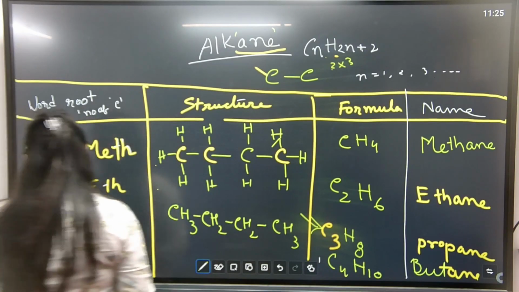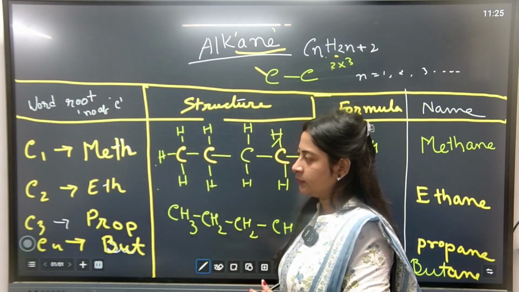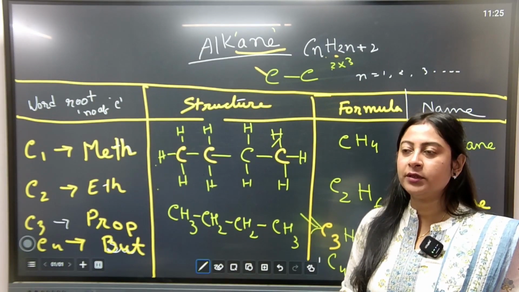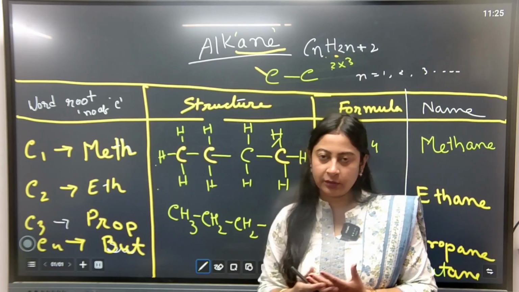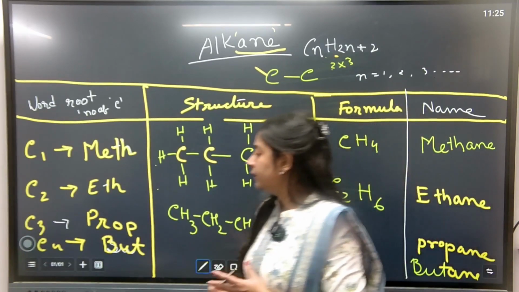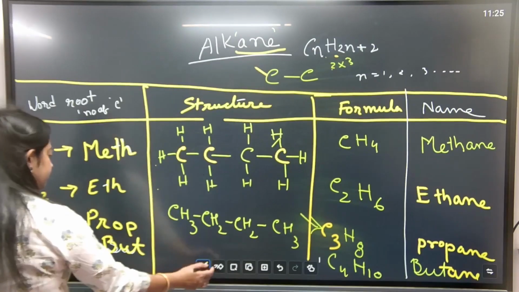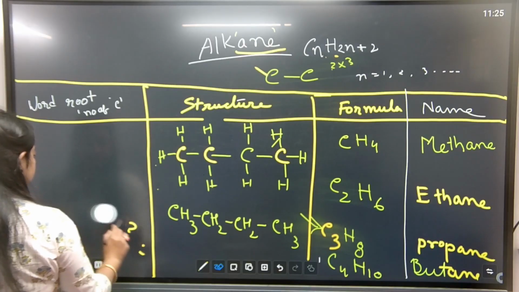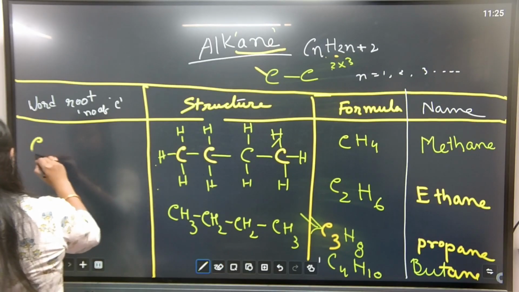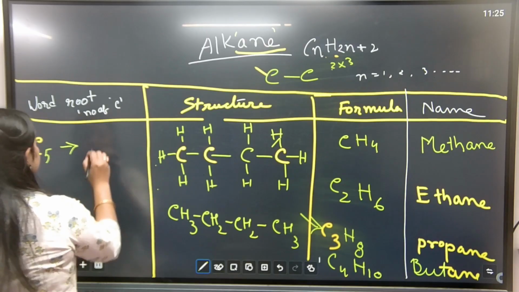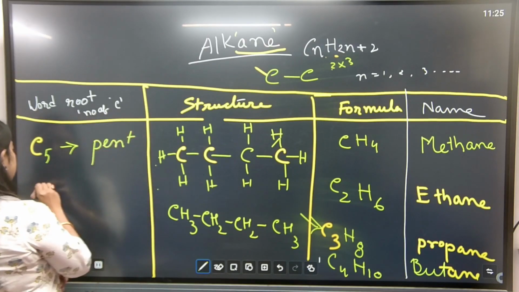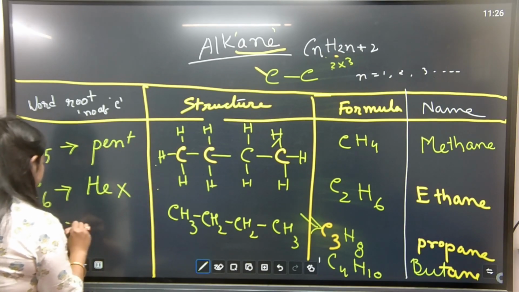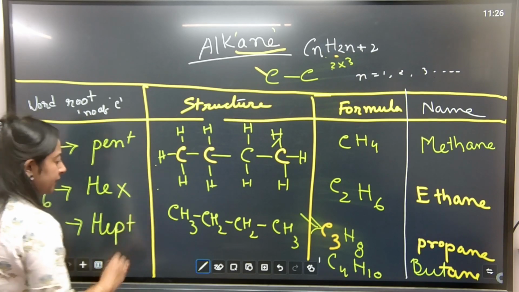So after but, what will come? If you have 5 carbon, it is said to be pent. If you have 6 carbon, it is said to be hex. 7 carbon, hept. So it resembles your trigonometry information, right? Like pentagon, hexagon. So after but, we will write for 5 carbon that is pent, 6 carbon hex and 7 carbon that will be hept. So please complete the table.